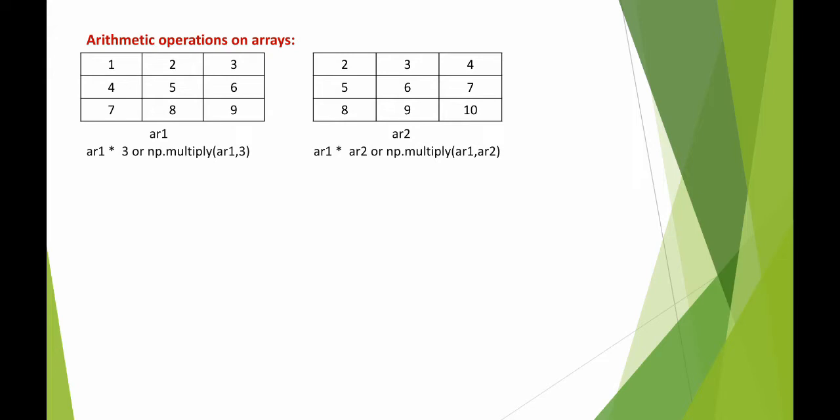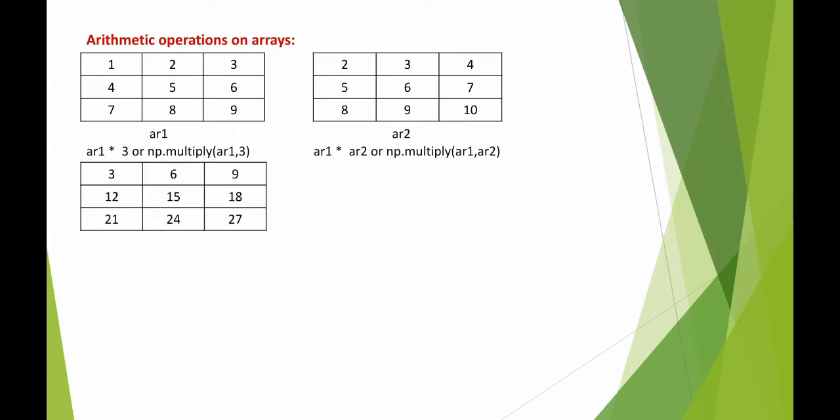So each element is to be multiplied by 3, so we will have some output like this. 1 into 3 is 3, 2 into 3 is 6, 3 into 3 is 9, and so on. All the elements will be multiplied, and the output produced will be something like this. See, each of the elements of the array AR1 has been multiplied by 3, and we have got the output here.